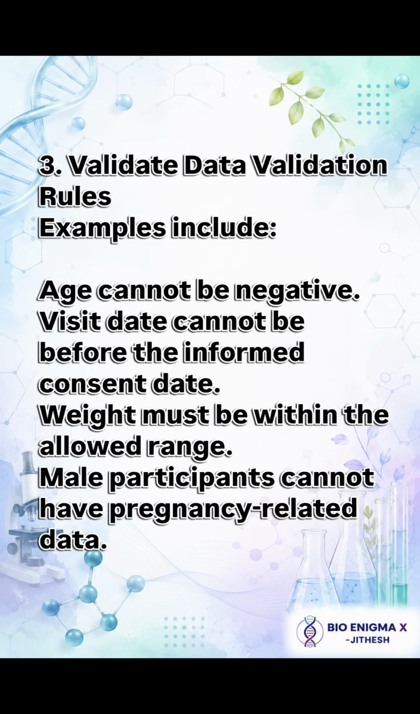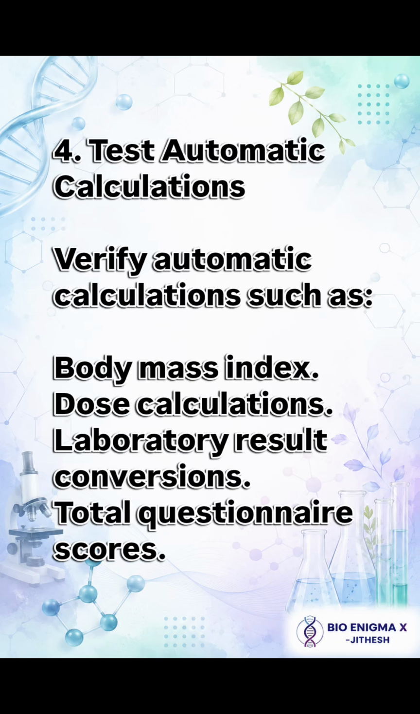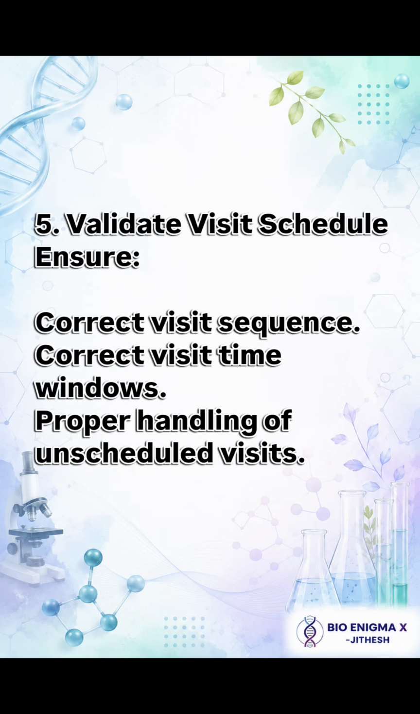3. Validate data validation rules. Examples include: age cannot be negative, visit date cannot be before the informed consent date, weight must be within the allowed range, male participants cannot have pregnancy-related data. 4. Test automatic calculations. Verify automatic calculations such as body mass index, dose calculations, laboratory result conversions, total questionnaire scores.